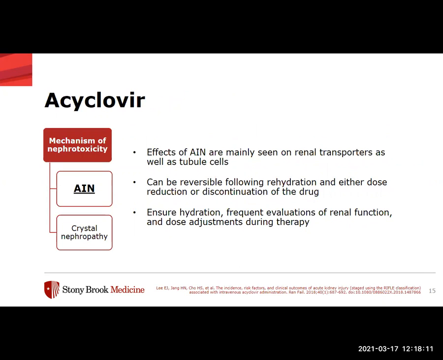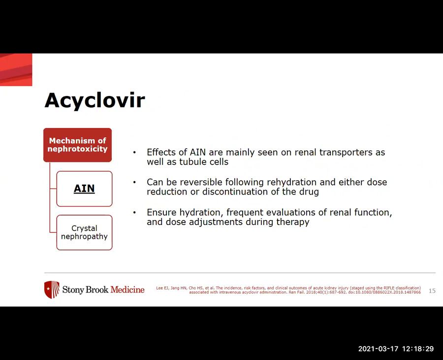Okay, so acyclovir is an antiviral that has the potential to cause nephrotoxicity by different mechanisms that I have listed on the left-hand side. And the first that we'll talk about is acute interstitial nephritis. So the effects of acute interstitial nephritis may be observed on the renal transporters and the tubule cells.